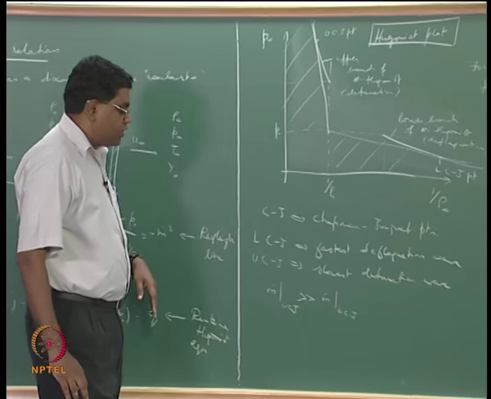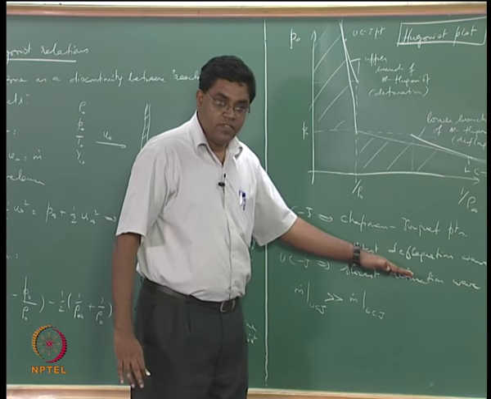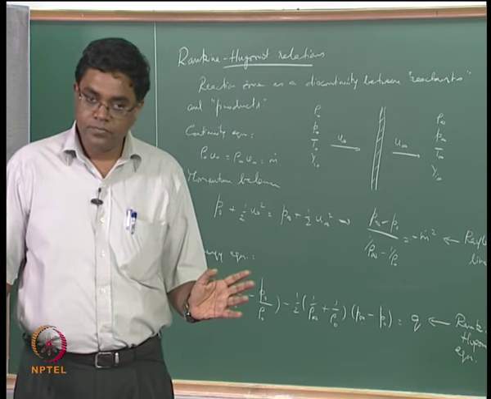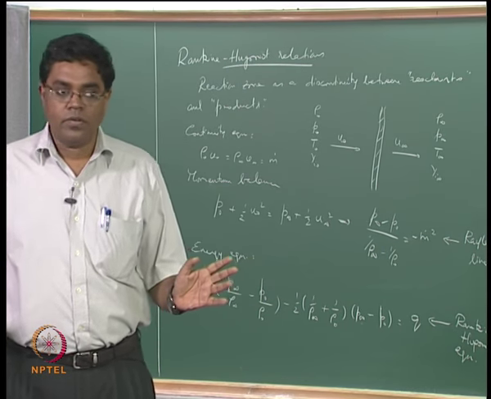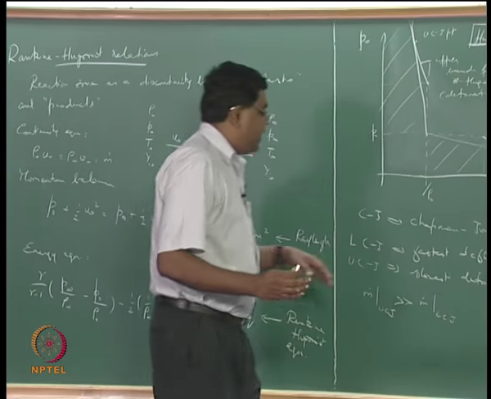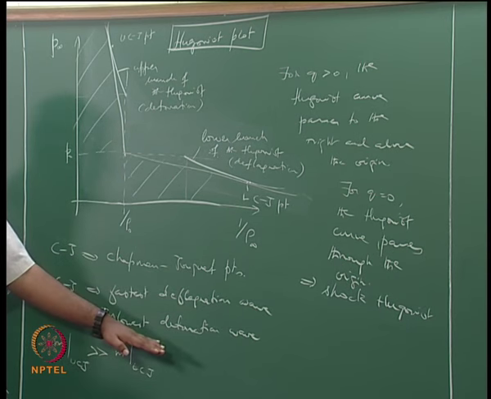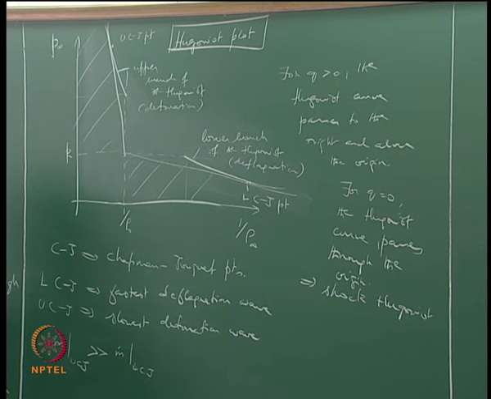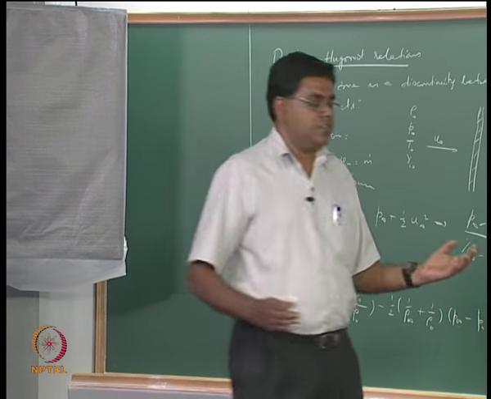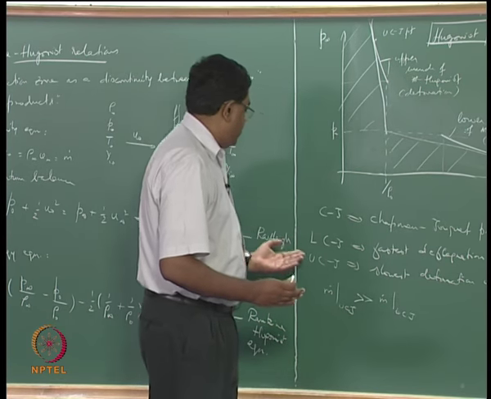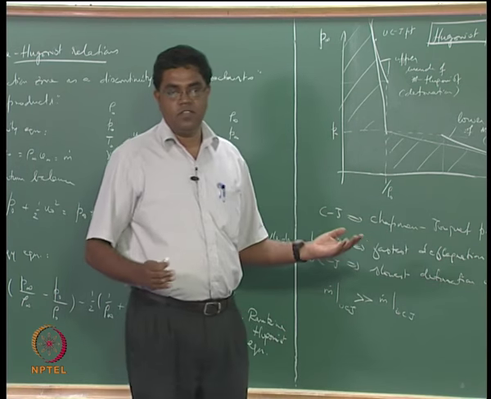So what we are talking about here is, for deflagration waves, your u naughts are of the order of a few tens of centimeters per second under laminar conditions. A few tens of centimeters per second is still less than a meter per second. But your detonation waves are typically of the order of a few kilometers per second. So now see that there is about a three to four orders of magnitude difference between the detonation velocities and deflagration velocities.